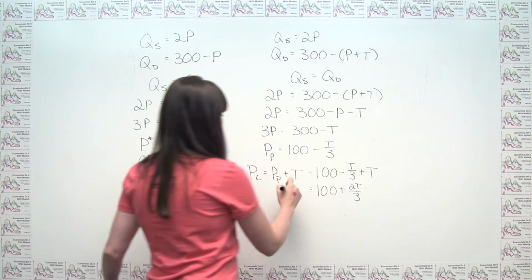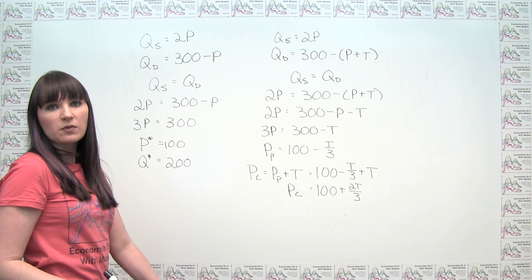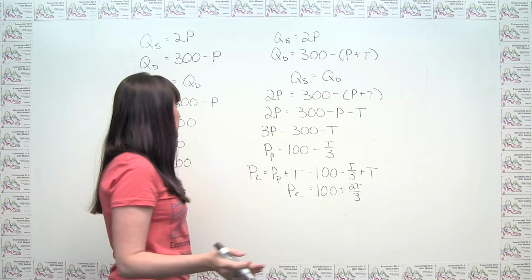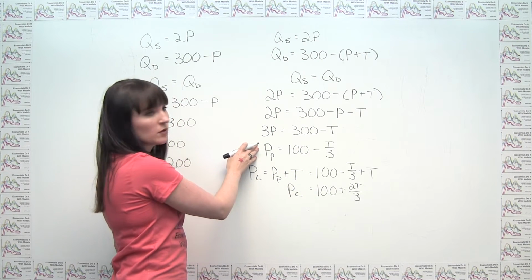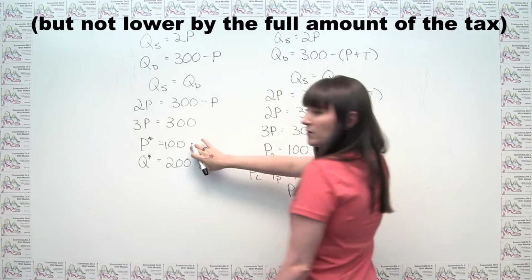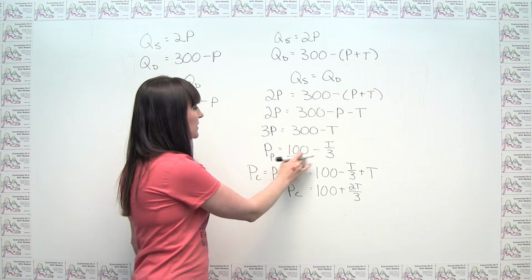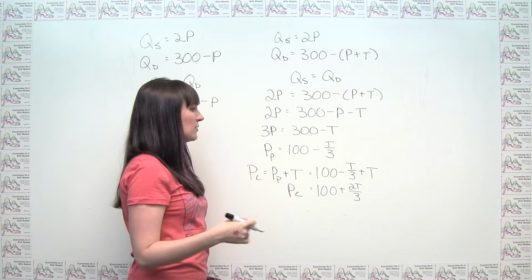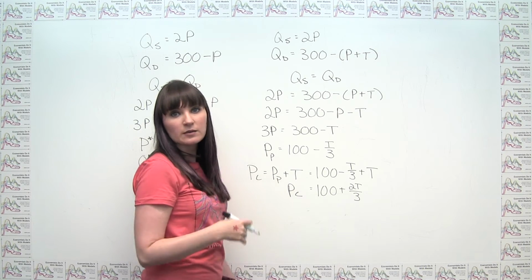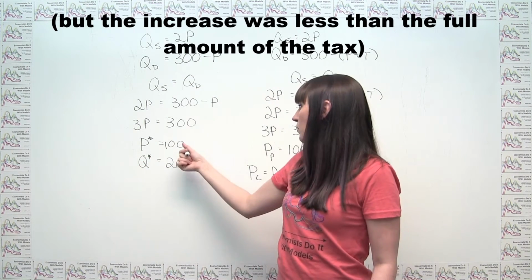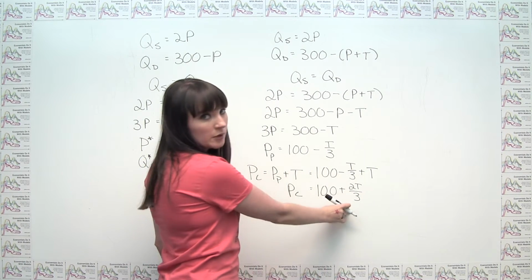And this is interesting to note, just bring this P sub C down here, because in accordance with what we've been expecting and what we've been seeing graphically, once we put this tax on the market, the price to the producer is lower than what it was before. Remember, our free market price was 100. And now the producer is getting 100 minus T over 3. So he's out a third of whatever that tax was. And the consumer is paying more than $100, right? Paying more than the original equilibrium price, because the consumer's price is 100 plus 2T over 3.